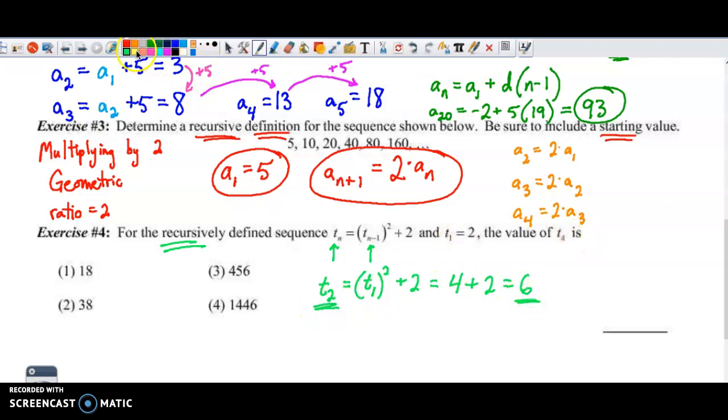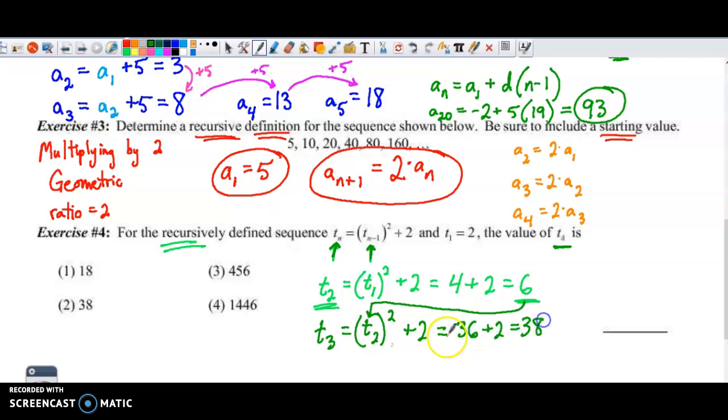But I'm not asking for t sub 2, I'm asking for t sub 4. Well, let's figure out what t sub 3 is first. So again, I'm plugging 3 in for this n. Well, what's 3 minus 1? It's 2. I'm just following the pattern, and I'm plugging 6 now in here. Well, 6 squared is 36, plus 2 is 38. Now be careful, that was t sub 3. I don't want t sub 3, I want t sub 4, so that's not right.